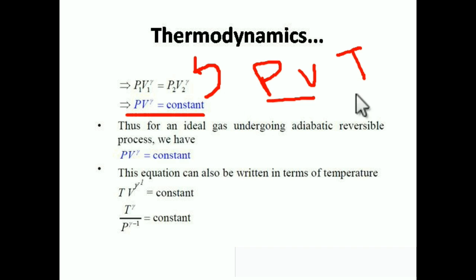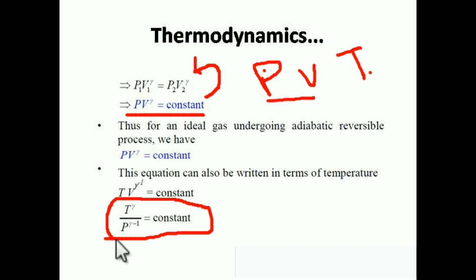Now in terms of P and T, just put PV is equal to nRT. Just put V is equal to nRT by P, and we have this equation: T raised to gamma upon P raised to gamma minus 1 is equal to constant. Okay, T raised to gamma upon P raised to gamma minus 1 is equal to constant.